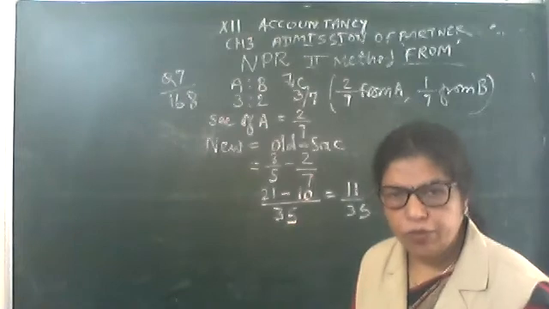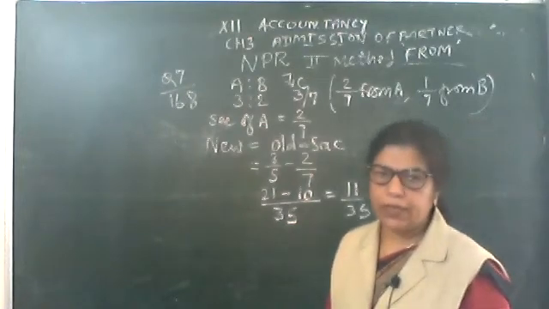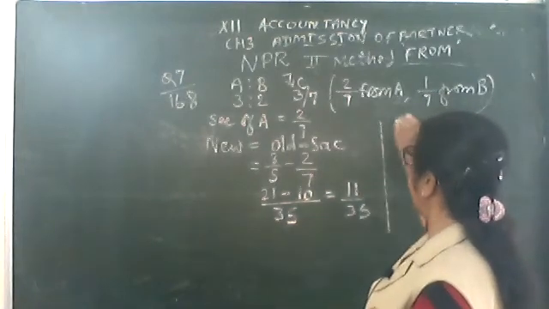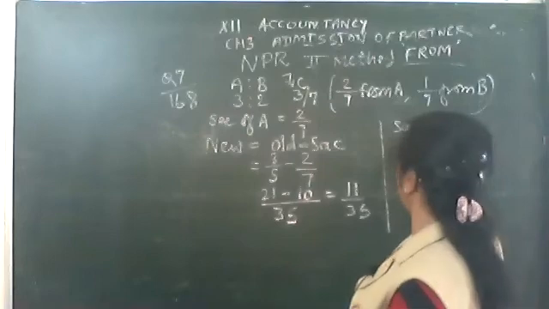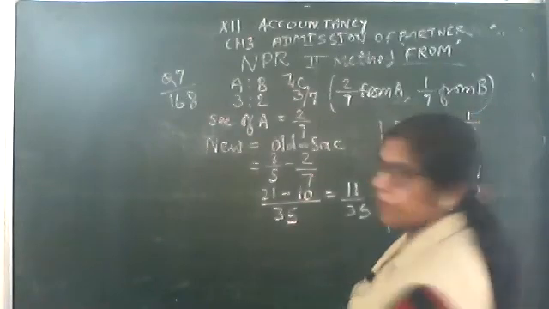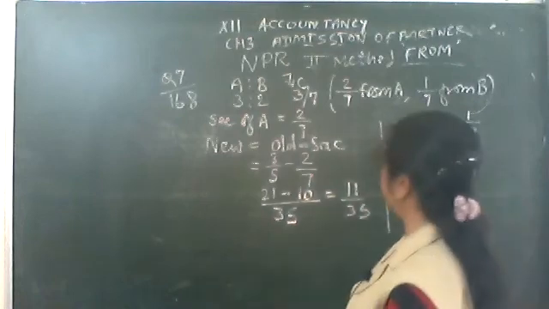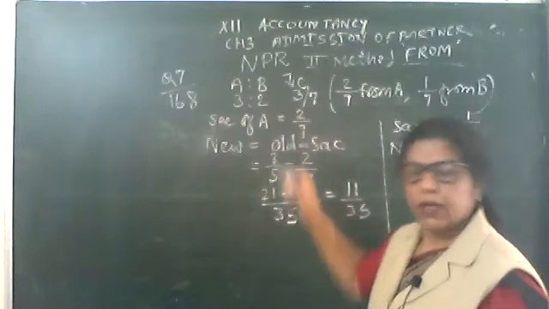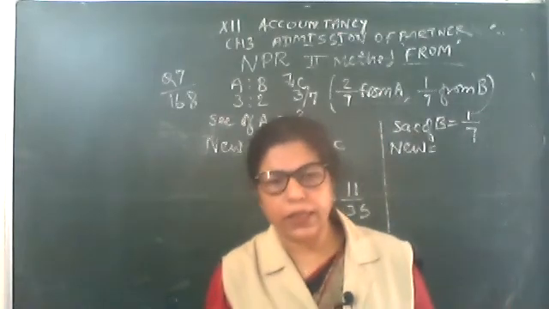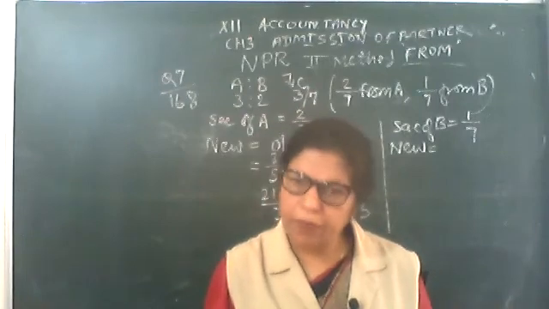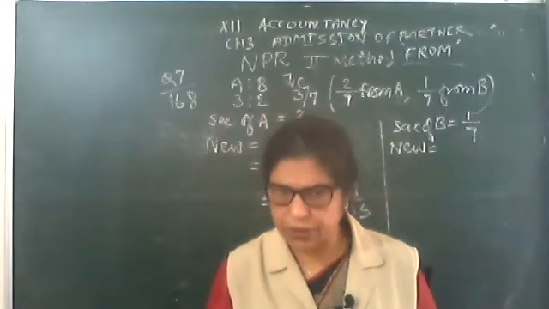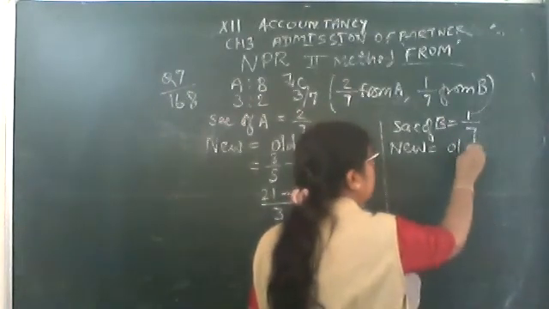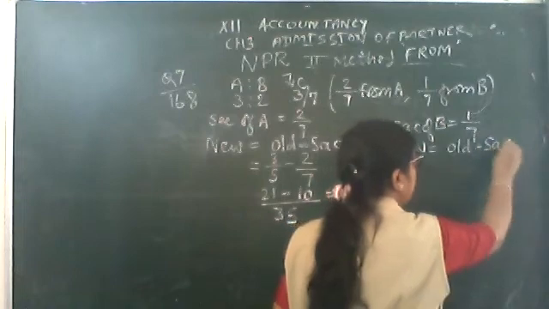In the same way, we have to calculate the sacrifice of B. Sacrifice of B is given as 1 by 7. And new, by the same way. That's why I am writing here, so you can understand. The way you calculate the new ratio of A, in the same way you will calculate the ratio of the other partners. See, new, same formula: old minus sacrifice.